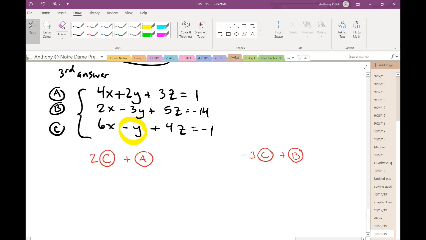Everybody okay with why I made those choices? Now, important point here: notice that in each of these eliminations, I eliminated the same variable, right? I eliminated the y's when I added C and A, and then I eliminated the y's when I added C and B. You cannot eliminate different variables in this step. It has to be the same variable with each of your eliminations. Okay. So let's go ahead and write down what we have now.